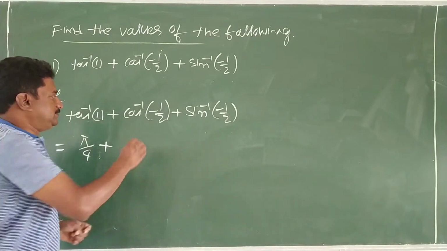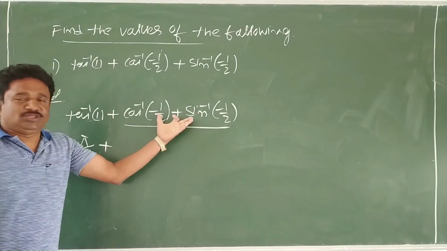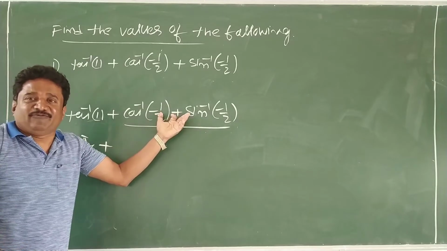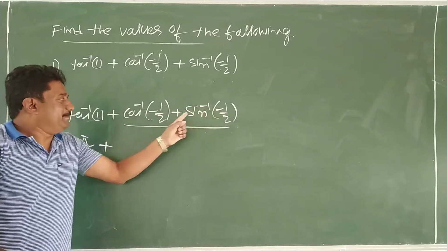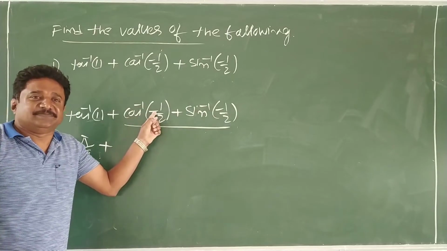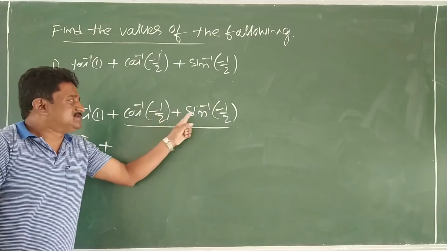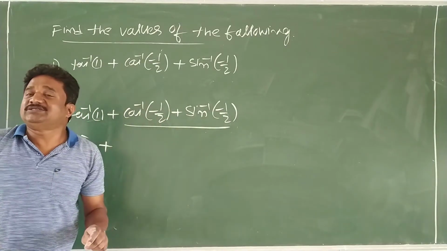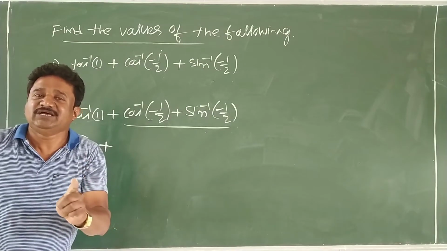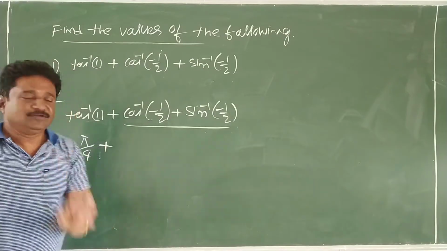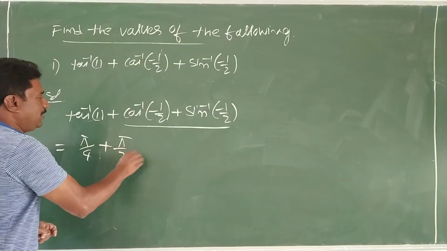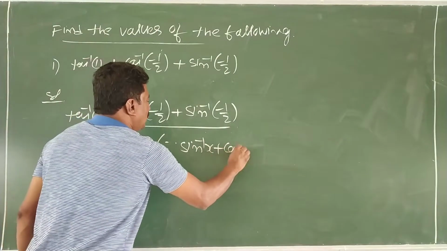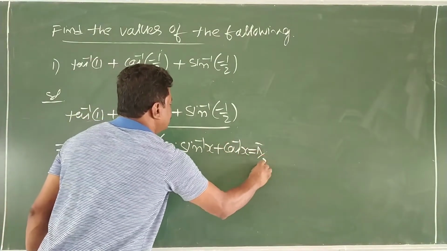Look at this, students. If I consider both these two terms, clearly they are in the form sin inverse x plus cos inverse x. We are having the same x. How much is sin inverse x plus cos inverse x? Just now we proved it is pi by 2. So you can make use of this, because sin inverse x plus cos inverse x equals pi by 2.